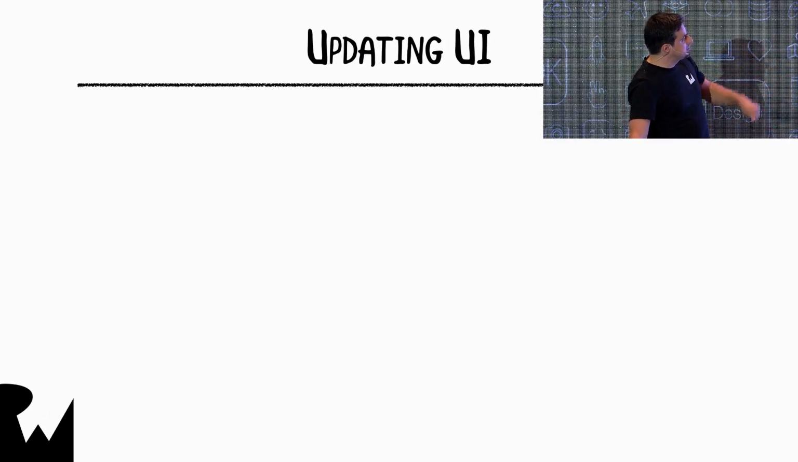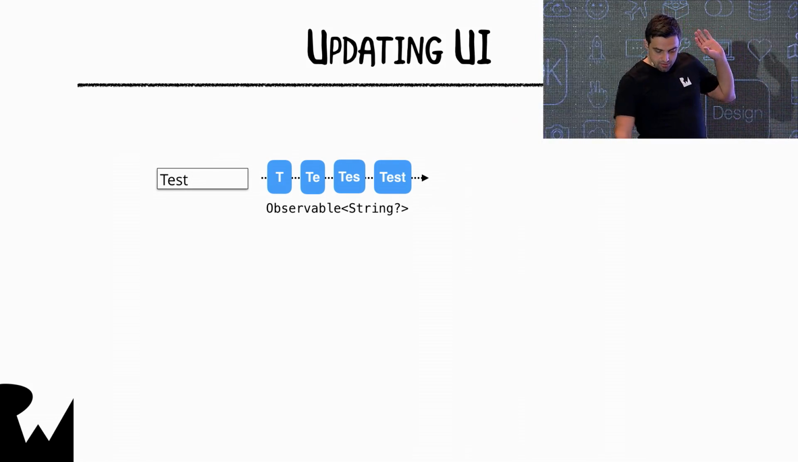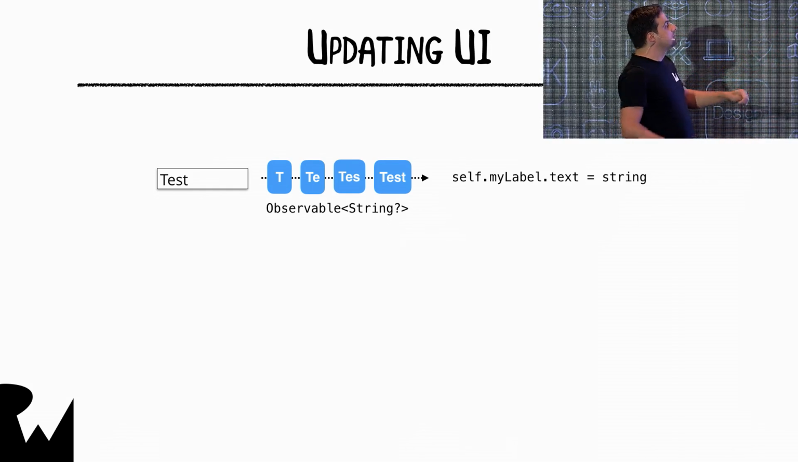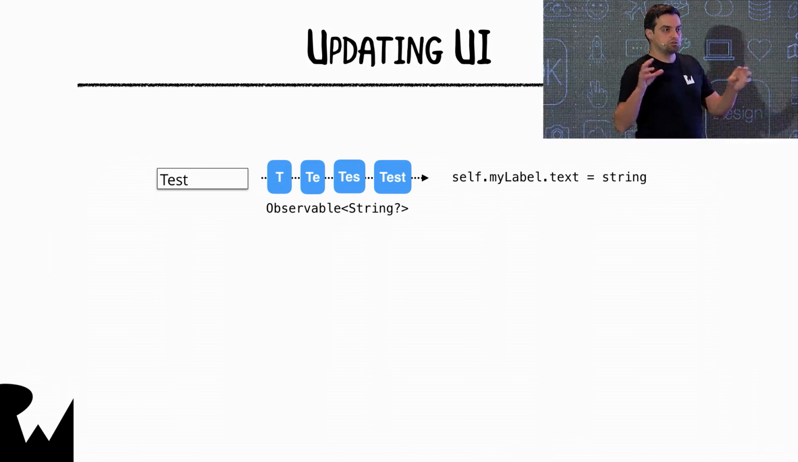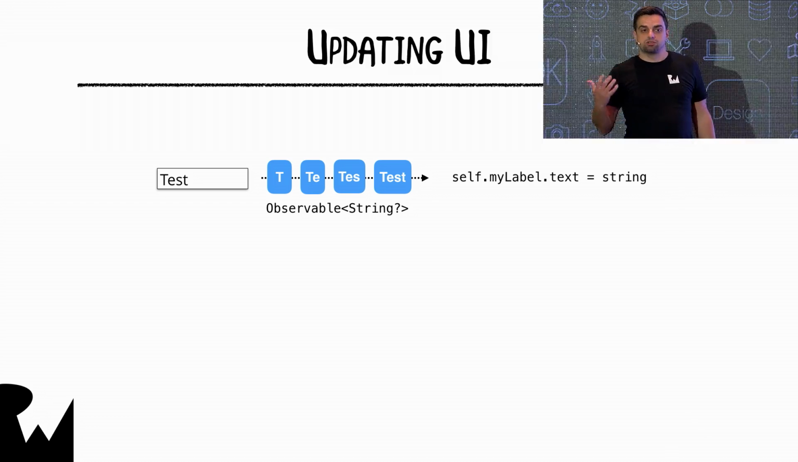Another thing that we're going to do is updating the UI, which with Rx is pretty easy. You have these discrete values that come from a text field, for example. So in your subscribe block, you can just say myLabel.text equals the latest value, and this will already update your UI as your data changes.